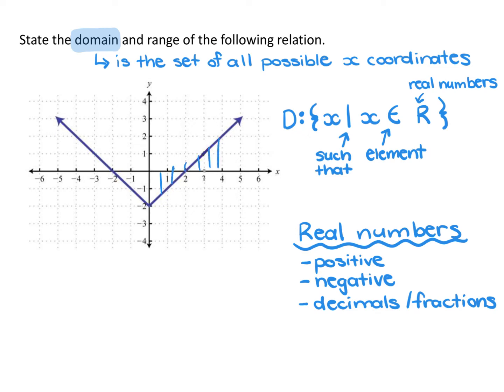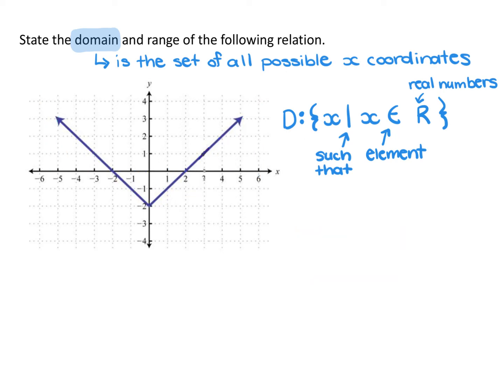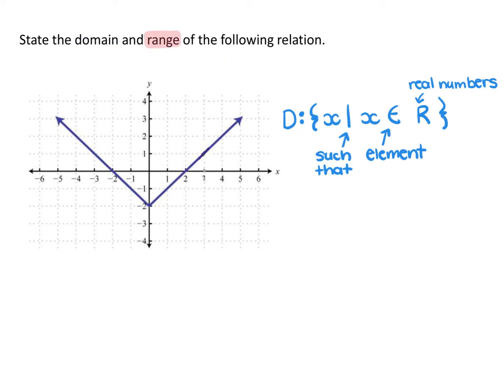And again, if you look at our graph, notice this graph is going to be hitting all the different x values, all of them, the negatives, the positives, the decimals, the fractions. So that's why we write x such that x is an element of real numbers. Now the range is basically the set of all possible y coordinates. So again, this is our graph right here, our relation, and we're going to see what y values it actually touches.